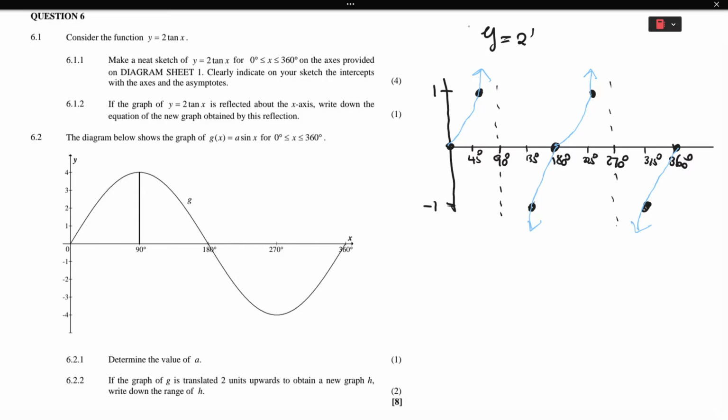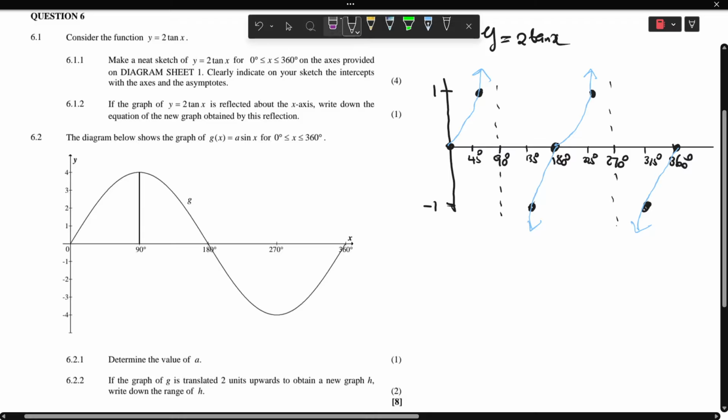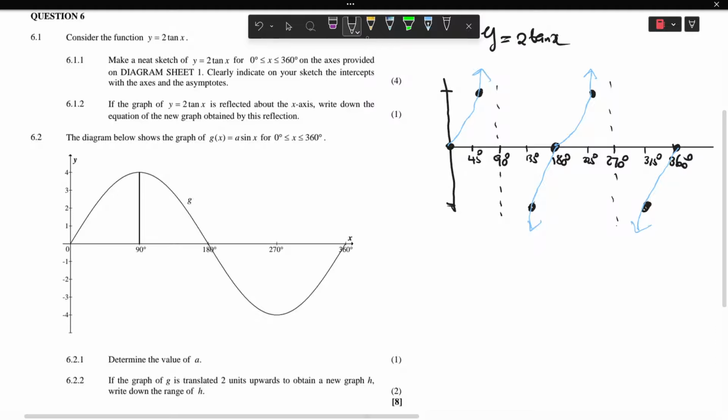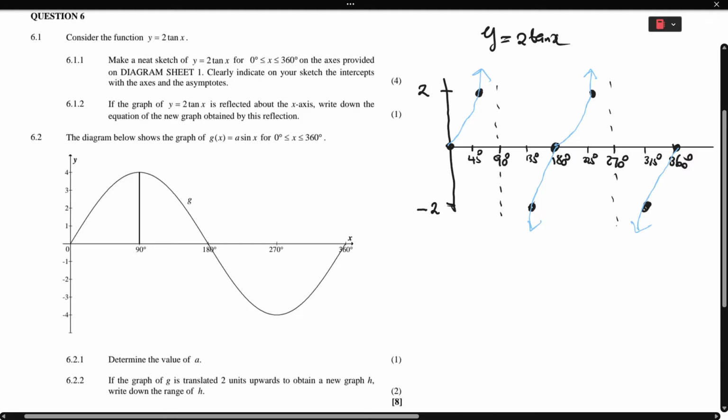Right, I think I made a mistake. It's 2 tan x. So which means that here is going to be, let's look at this, this is going to be 2, this is going to be minus 2. That is the difference here. That is the difference actually. All right, that's how you sketch this graph.